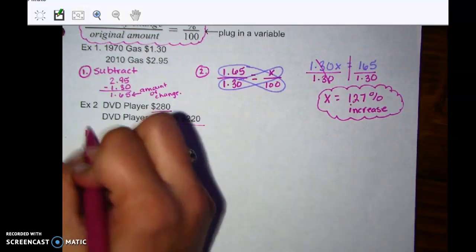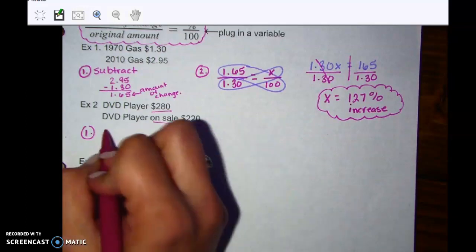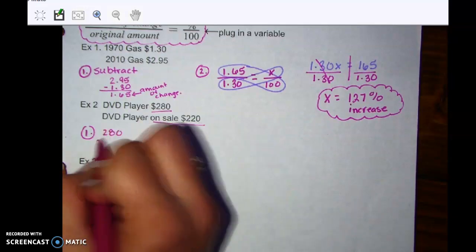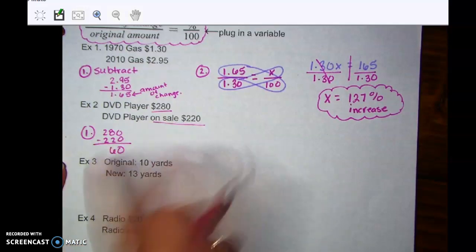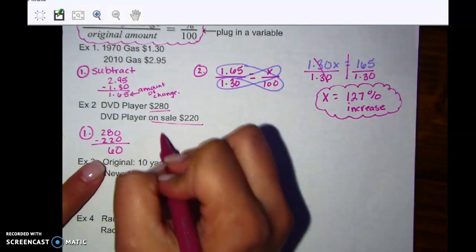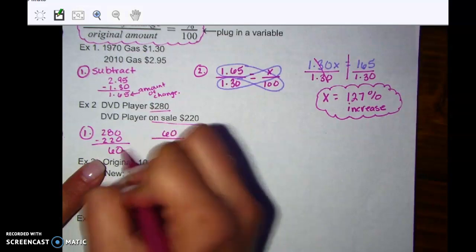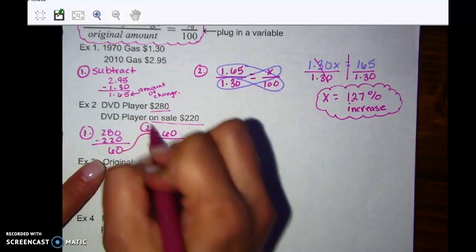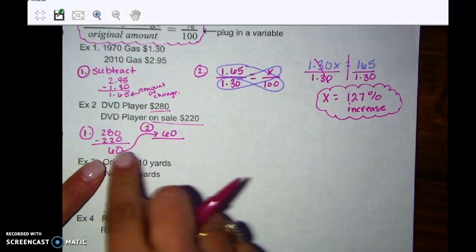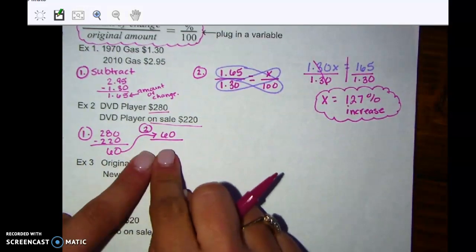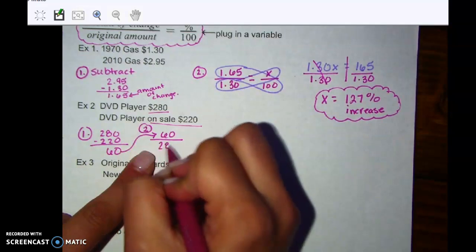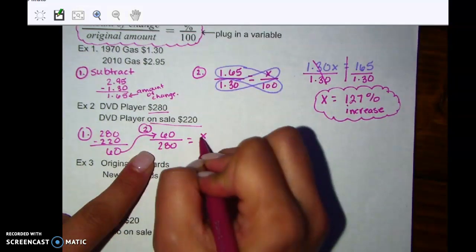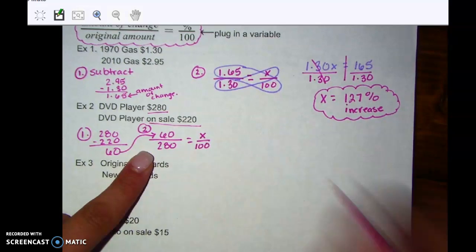So step 1, go back and subtract. We have $280 minus $220, and we're left with $60. Again, that's our amount of change. So it's going to go on top in our numerator spot for step 2. And then in our denominator spot is our original number. So where it originally started out as $280. Set it equal to your percent over 100, which we plug in for x.